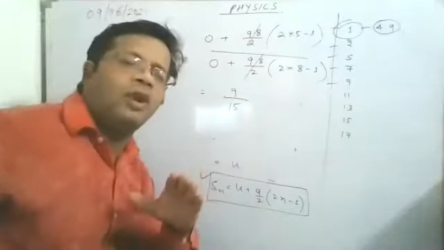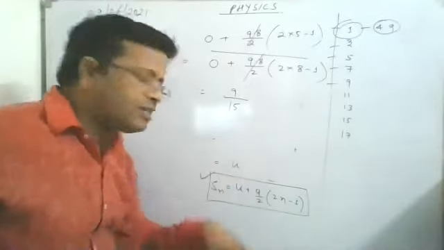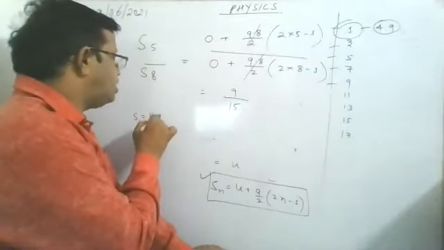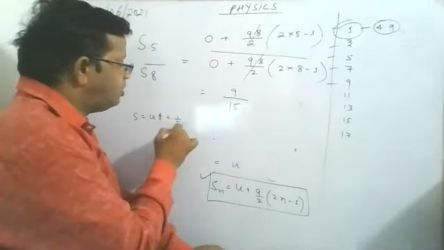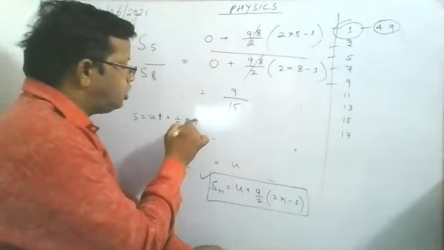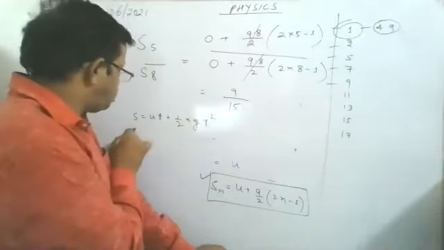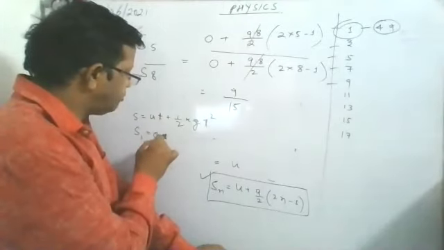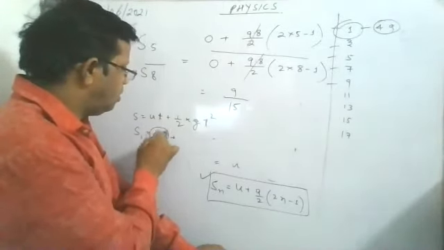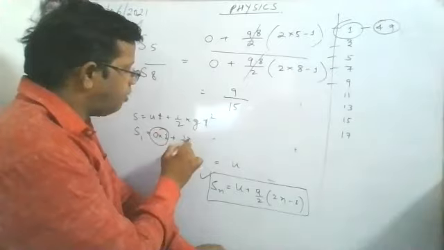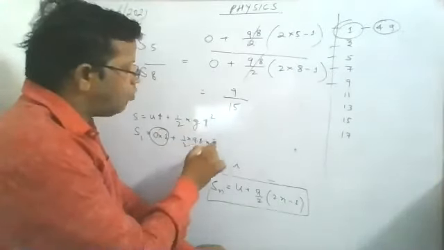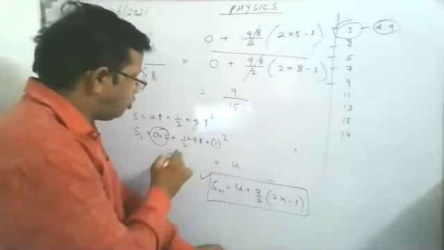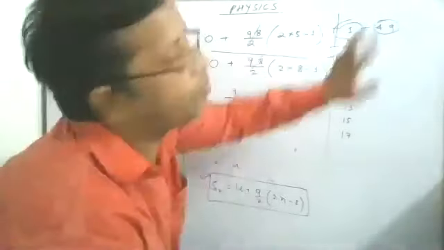Beta, if you calculate the distance moved during first second, you may apply this formula: s is equal to ut plus half g t square, where t is 1. What is the distance moved during first second? U is 0, so 0 into t is 0. Half g is 9.8 by 2, and during first second, 1 square is 1, so 9.8 by 2 is 4.9 meter. So distance moved during first second is 4.9 meter.